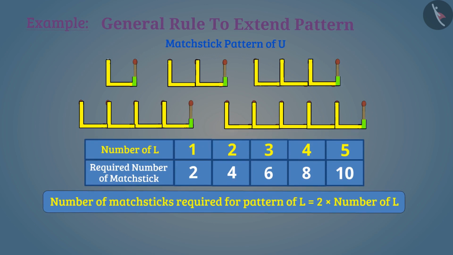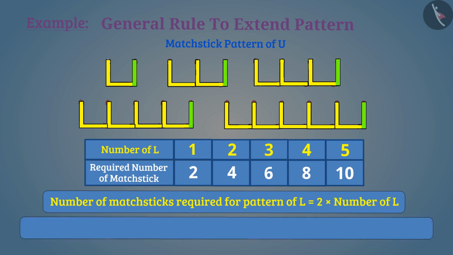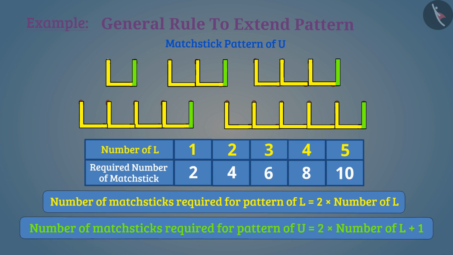Now, if you include the last remaining matchstick in this pattern, then we get the pattern of U. This means that number of matchsticks required for pattern of U is equal to 2 multiplied by number of L plus 1.